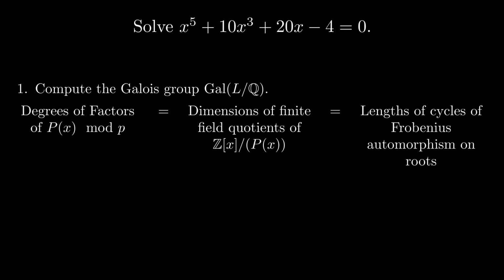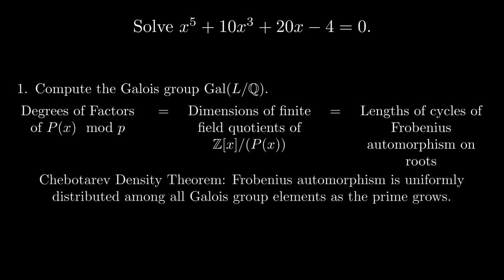That was a lot of words at a very high level, so the conclusion is that for every prime p, there is a special element of the Galois group of p of x called the Frobenius element, so that the sizes of the root permutation cycles of this Frobenius element are exactly the degrees of the factors of p of x mod p. And we care about that because the Chebotarev density theorem says that the Frobenius element is uniformly distributed among all Galois elements as the prime goes to infinity.